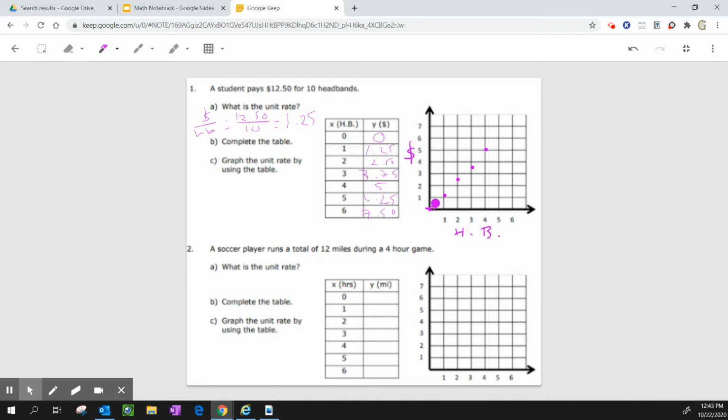I need 5 and 625. So a little past 6. And I need 6 and 750. And that would represent my proportional relationship or what's happening with headbands.